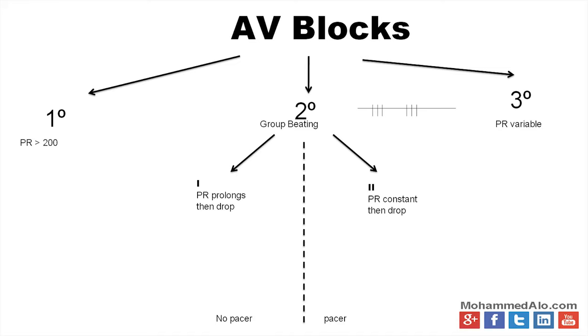The reason is type 1 AV block, first degree AV block, and second degree AV block type 1, both usually happen at the AV node or higher, whereas type 2 and 3 are all below the node, or they call them infrahissian. Type 2 second degree AV block usually decompensates and becomes 3 rather quickly. Now, if your first degree AV block is symptomatic, then they automatically qualify for a pacemaker. So it does say no pacer, but if either of those two are symptomatic, then they do get a pacemaker.